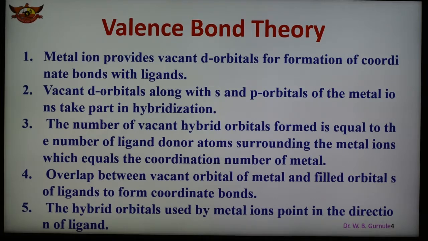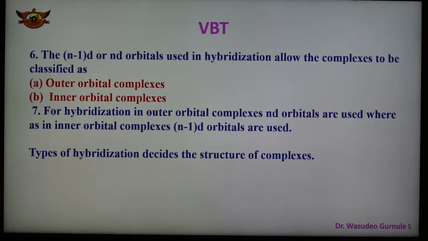And overlapping between the vacant orbital of the metal and the filled orbital of the ligands takes place, forming the coordinate bond. The next point is that the hybrid orbitals used by the metal ion point in the direction of the ligands, and therefore different geometries are there, and depending upon that, the next point is given here. For this hybridization, n-1 d orbitals or nd orbitals are used in the hybridization and allow complexes to be formed.